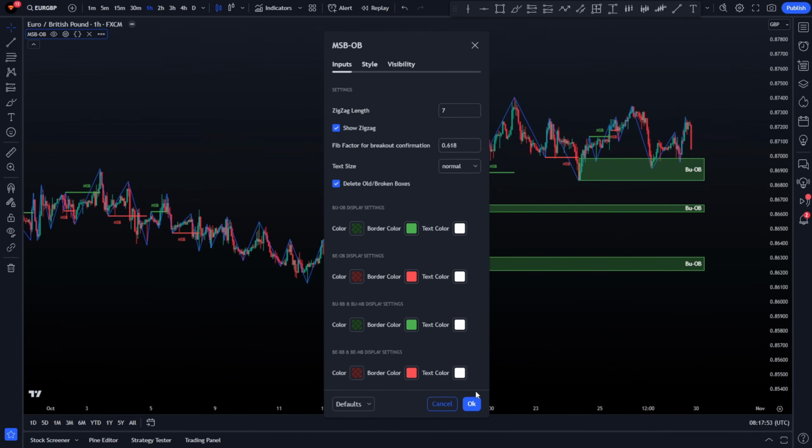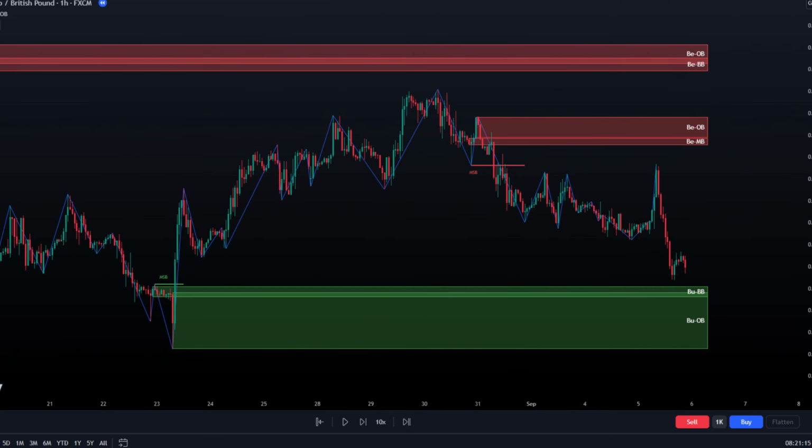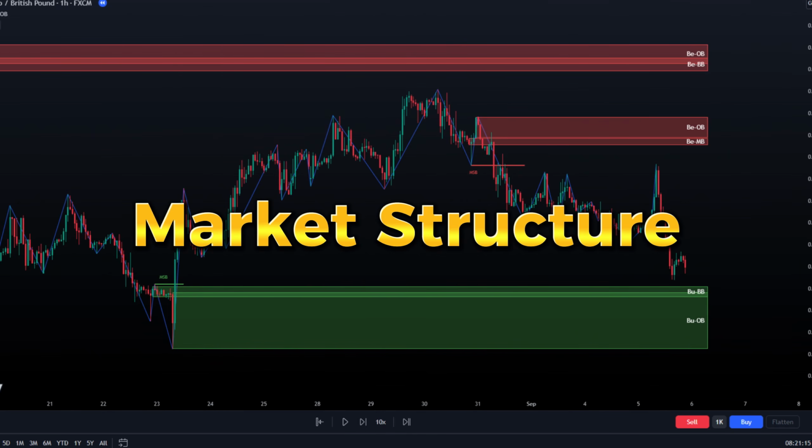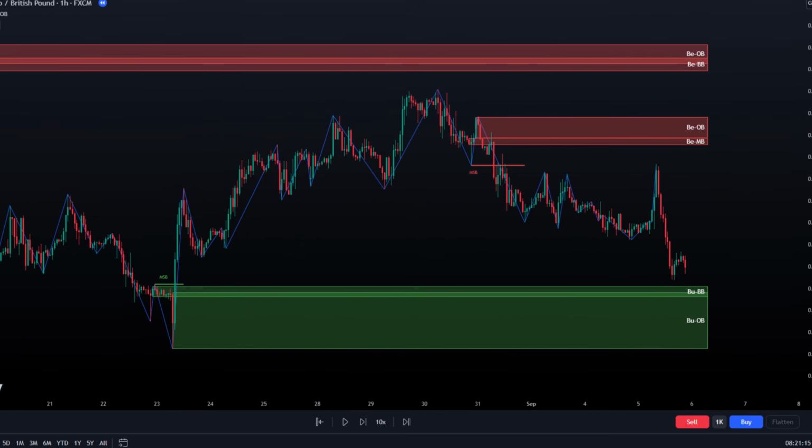After making your adjustments, click OK to proceed. This indicator reveals elements of market structure breaks, BOS breakout setups, and order blocks. A bullish breakout happens when the price goes above the most recent higher highs, and it's shown as a green market structure break. A bearish breakout occurs when the price drops below the most recent lower lows, and it's displayed as a red market structure break.